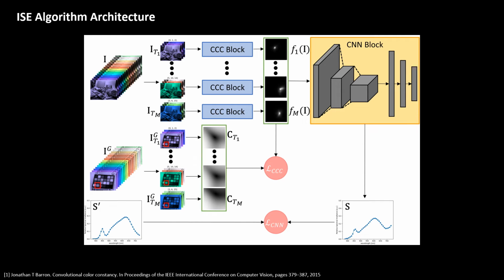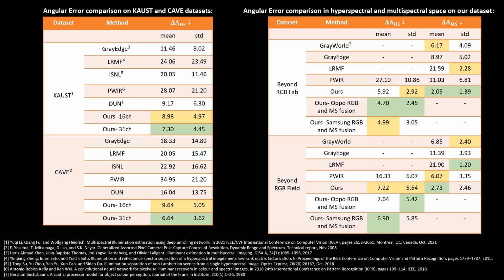The model consists of dividing the multispectral image into triplets of 3 channels, processing each triplet by the well-known CCC block, and then converting the CCC block output to spectrum. Our model utilizes both the color chart ground truth and the illumination measurement. We surpass state-of-the-art results on established benchmarks and set a baseline performance on our own dataset.